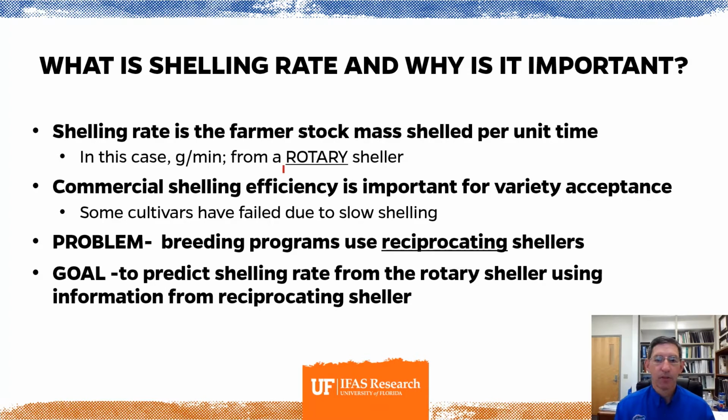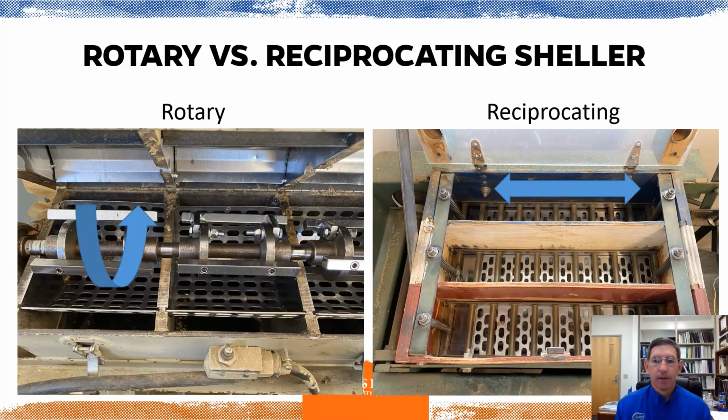It's important to realize that this rotary sheller is different than the type of sheller that breeders use and is used in the commercial trade, which are reciprocating shellers. Those reciprocating shellers are the ones that we use in our grading programs and grading processes to determine the value of the peanuts. But commercially, peanuts are shelled with a rotary sheller. And that commercial shelling efficiency is important for variety acceptance. Some cultivars have failed due to slow shelling characteristics. So our goal is to predict shelling rate from the rotary sheller using information gathered from the reciprocating sheller.